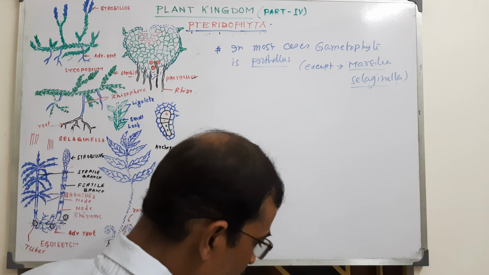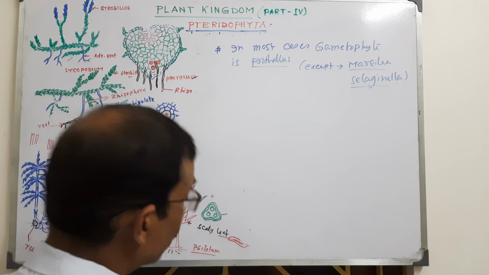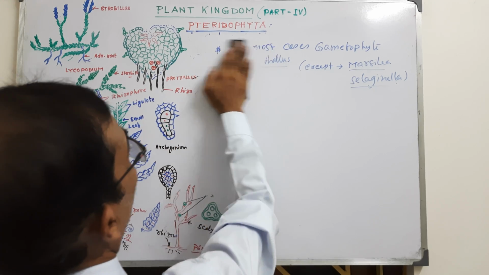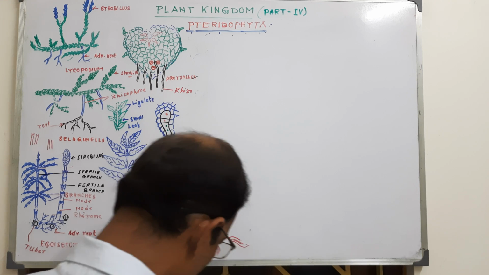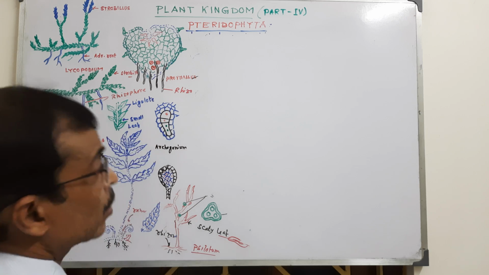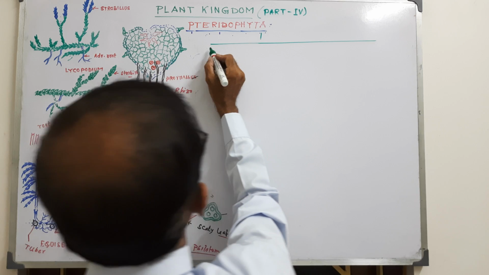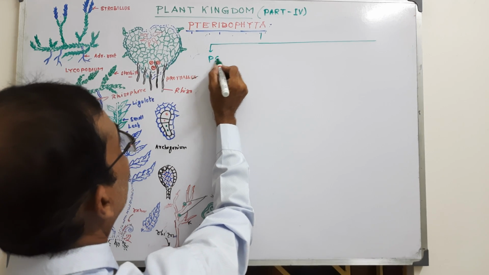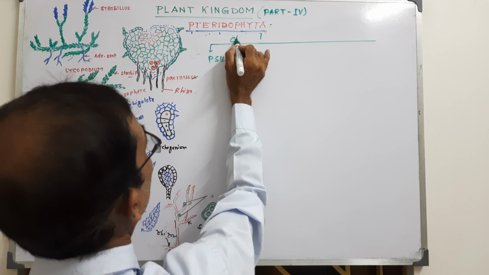Now we discuss their classification in short. We have already discussed a lot about their classification. Actually, pteridophytes are divided into four classes. Number one, Psilopsida. These are class rank.